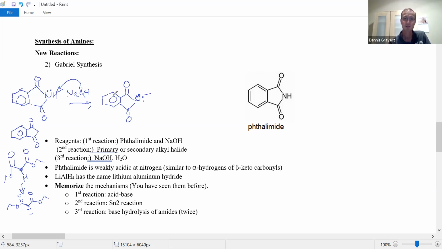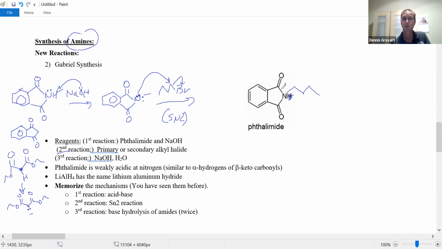Once you remove this hydrogen, nitrogen's negative, and it's a better nucleophile for an SN2 reaction. So negative nitrogen will come in and hit this primary carbon, kick out the halide, and then you'll attach the 4 carbons where the hydrogen used to be. That's the second reaction. Third reaction: what were we after? An amine. What do we have? Well, it's sort of like a double amide. There's an amide up here, an amide down here. It's called an imide on the exam. We want an amine though.